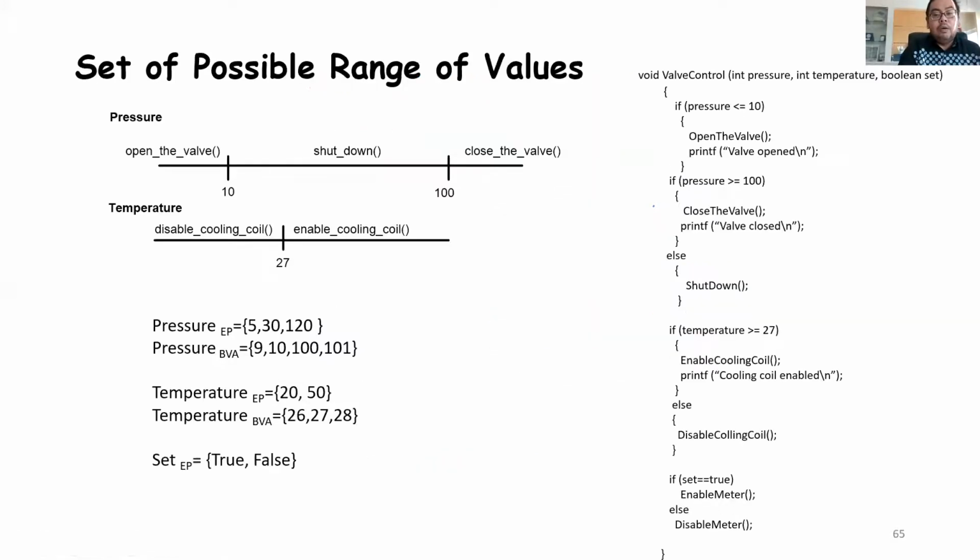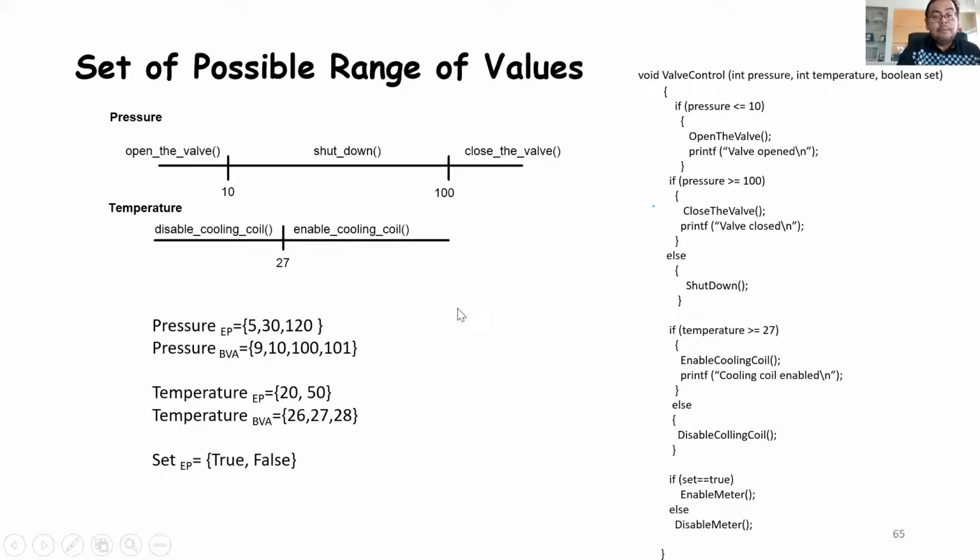Now, if you did this problem, remember pressure. This is pressure less or equal to 10, and this is also greater or equal to 100. When it's less or equal to 10, you open the valve. In between, you shut down because there's an else there, and after 100 you close the valve. Similarly for temperature, at 27 you enable the cooling coil, and greater than 27 you disable the cooling coil. You don't have a boundary value for the set, because it is set to true or false.